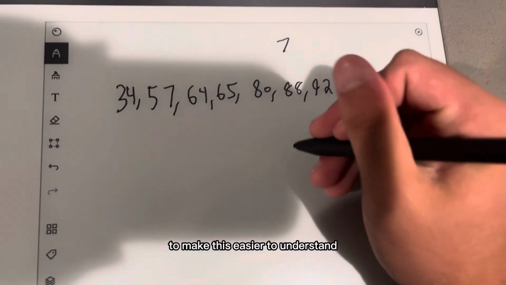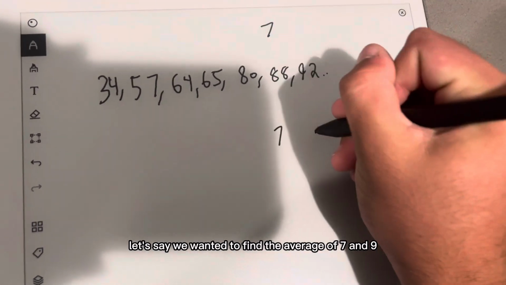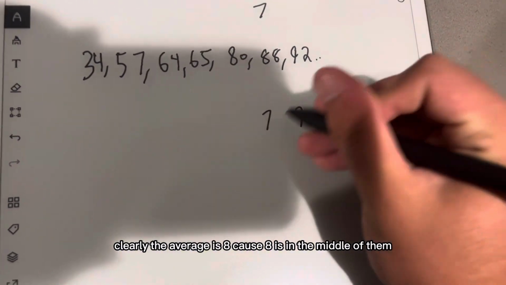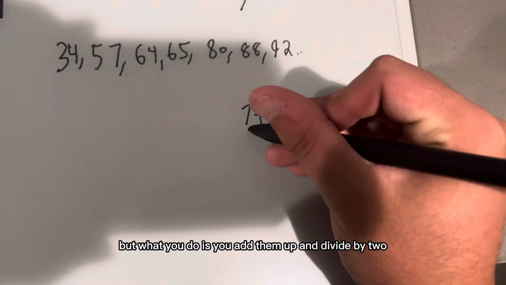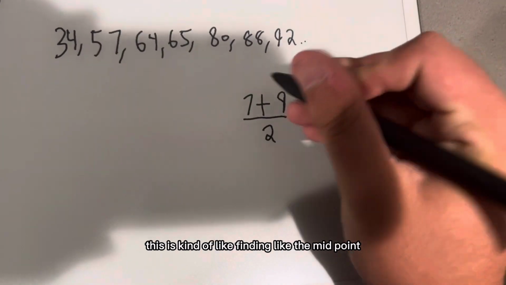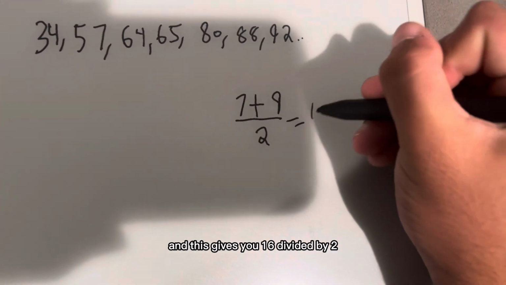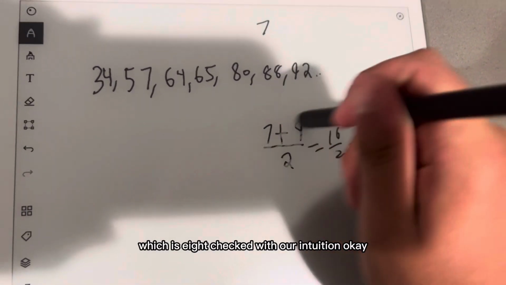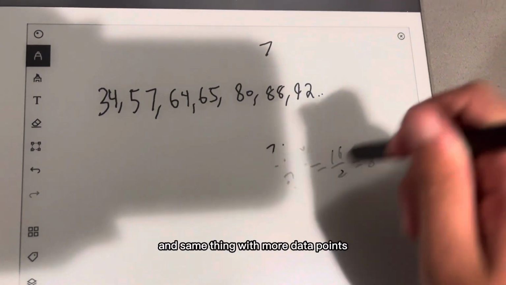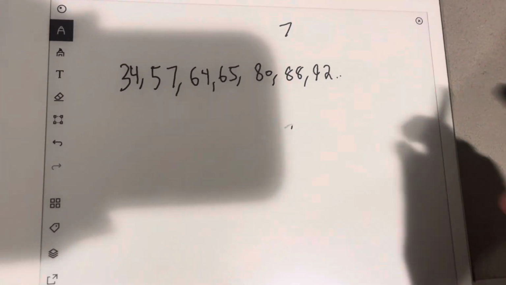To make this easier to understand, let's say we wanted to find the average of 7 and 9. Clearly the average is 8 because 8 is in the middle of them. But what you do is you add them up and divide by 2. This is kind of like finding the midpoint. And this gives you 16 divided by 2, which is 8. Checks with our intuition, okay? And same thing with more data points.